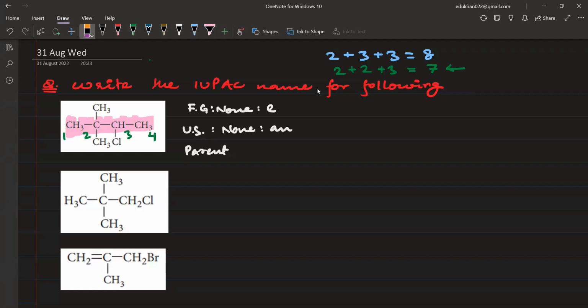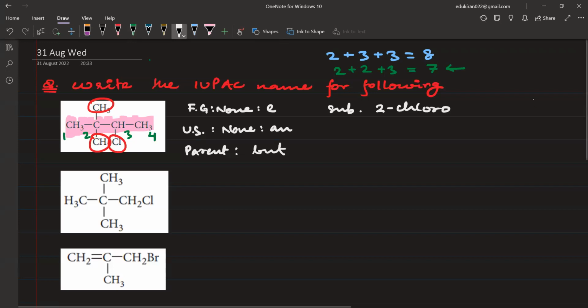Fine. Now we have the parent as butane, and then let us look at the substituents. So we have a substituent, that is this substituent here, chloro. Then we have one CH3 and then again CH3. So we have chloro on the second carbon atom. So write 2-chloro. And then we have 2 CH3. So what is the word for 2 in chemistry? What is the word for 2? How will you write it? We have 2 methyl groups. We have 2. Fatima, loudly.